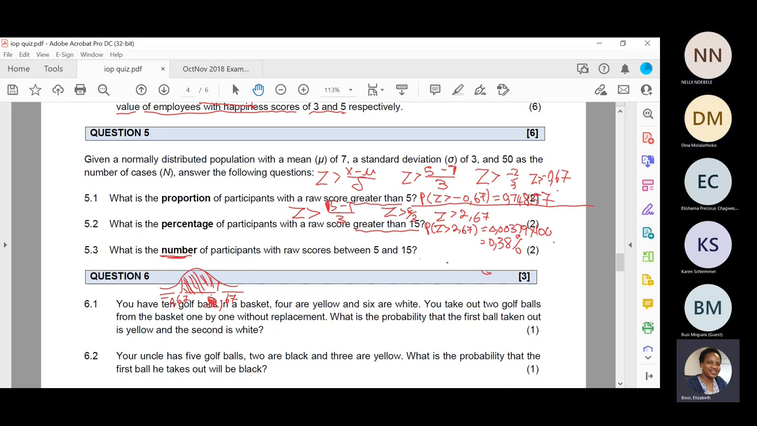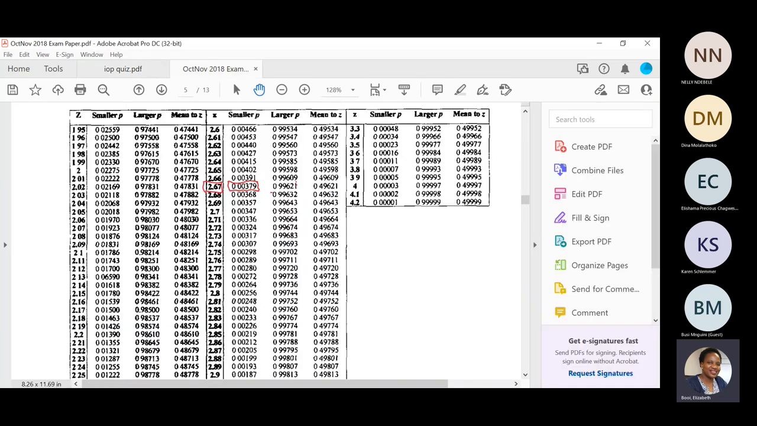So we can use mean to Z. It's 2 marks. We're looking for the proportion of Z that lies between minus 0.67 and 2.67. We can use mean to Z for 0.67 and mean to Z for 2.67 and add them together. I'm going to start with this one. Sorry, mean to Z. That is the value we want, which is 0.49621.